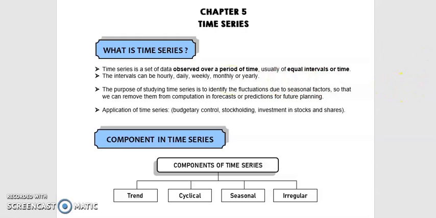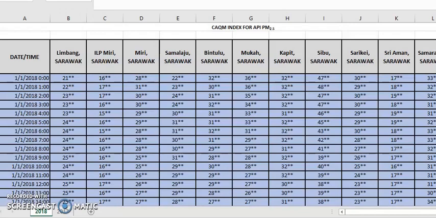Okay, I'll show you an example of time series data that I have. Here I have data about air pollution at Sarawak in the year 2018. If you look here, I have data for several places in Sarawak. This data is an example of time series data that is collected hourly. On 1st January, the air pollution index has been collected, for example at 1 a.m., 2 a.m., 3 a.m., 4 a.m., and so forth.